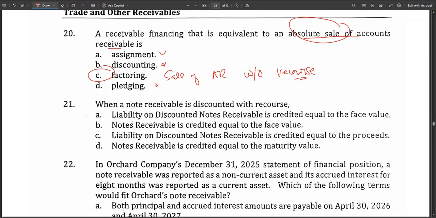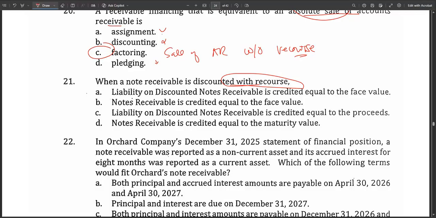Number 21: when a note receivable is discounted with recourse. Okay, this is the keyword. So what will happen with recourse? There is a liability on the discounted receivable. Is it credited equal to the face value? This is the question. Because it says equal to the face value, it's not, right? Because it should be equal to the expected liability, and the face value is not the expected liability. Notes receivable is credited equal to the face value? No, it's not. The liability on discounted notes is credited equal to the net proceeds. Yes, the proceeds is the liability of the seller of the notes receivable. Notes receivable is credited equal to maturity value?